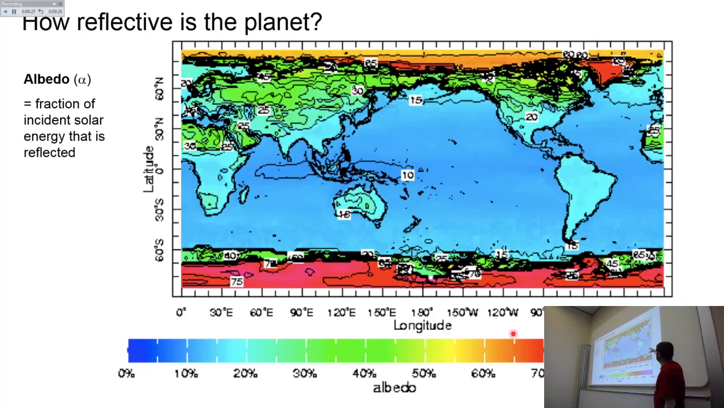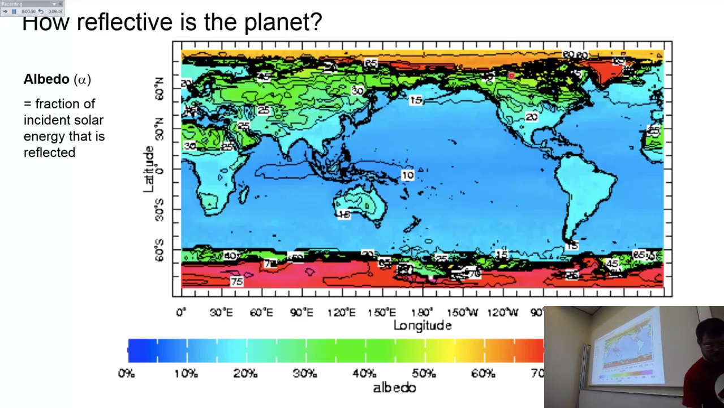Large parts of the continents also have quite low albedo, particularly areas that have lots of trees on them. They absorb lots of incoming radiation. But regions that don't have lots of trees, like desert regions, tend to reflect a lot of light, so they have a different albedo. Polar regions where there's lots of ice also reflect a lot of light.